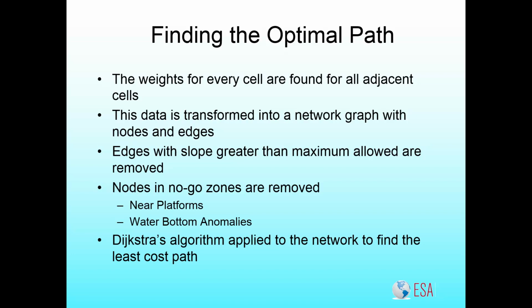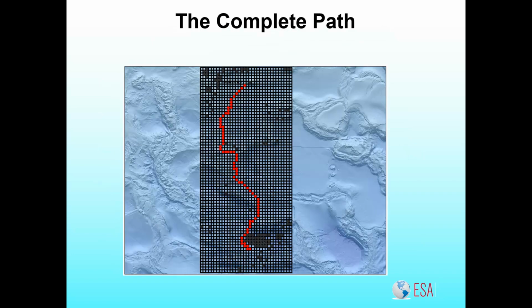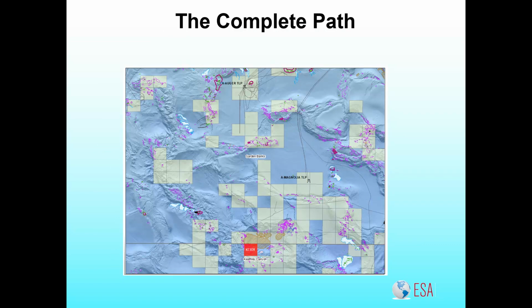Finally, we can apply Dijkstra's algorithm, and it will loop through and go through all possible combinations in a very nice, fast, optimized way, and it'll find the least cost path for us. We take this completed path, we can now see how it works on our grid cells, and of course we transform that into a nice shapefile so you can see it on a map.